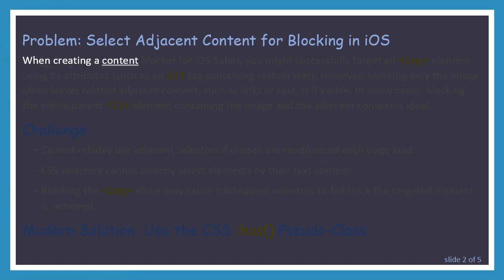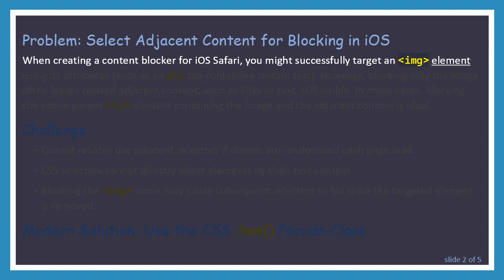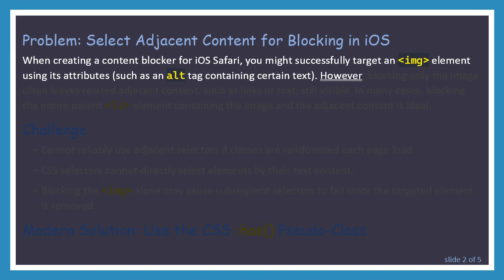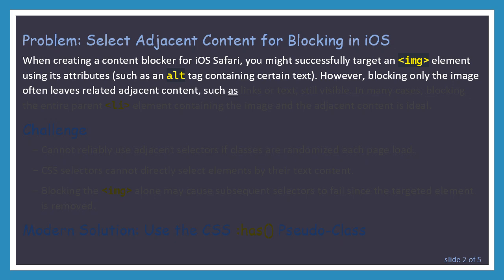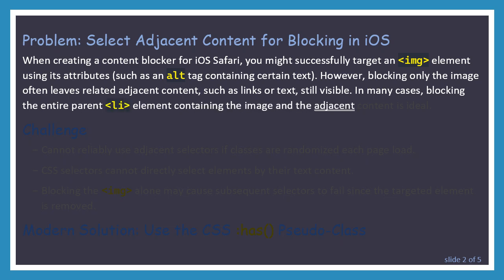When creating a content blocker for iOS Safari, you might successfully target an img element using its attributes, such as an alt tag containing certain text. However, blocking only the image often leaves related adjacent content, such as links or text, still visible. In many cases, blocking the entire parent li element containing the image and the adjacent content is ideal.